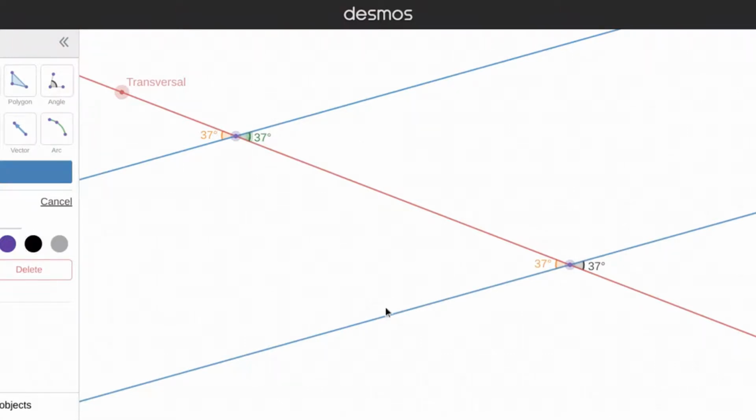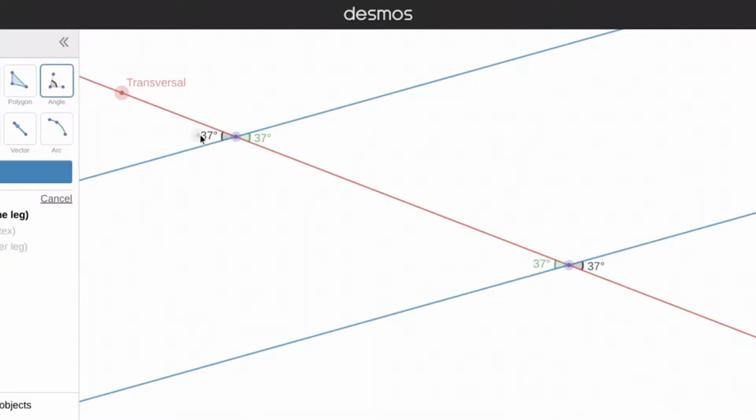Let me turn this one green. Come down here and turn this one green now. Turn this one back to being black. Okay. Look at these two green angles now. What type of angles are those? Those are alternate interior angles, and alternate interior angles will always be congruent to each other when the lines are parallel. Come over here, look at 37 degrees and 37 degrees, the two black angles. Well, those two angles are alternate exterior angles, and alternate exterior angles are going to be congruent.